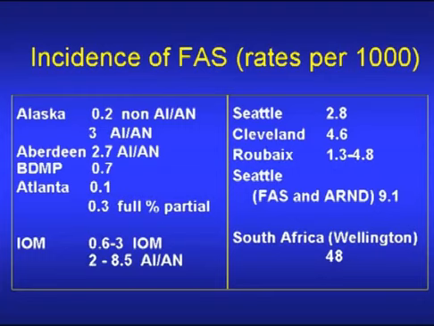They demonstrated rates of FAS of at least 2.8 per 1,000 live births in Seattle, 4.6 per 1,000 in Cleveland, and between 1.3 and 4.8 per 1,000 in Roubaix, France. Interestingly, in this study they estimate the prevalence in Seattle for FAS and ARND at 9.1 per 1,000 births. This would mean that nearly 1 in every 100 children is affected by prenatal alcohol exposure. The last number from South Africa is from recent work done by Phil May and colleagues.